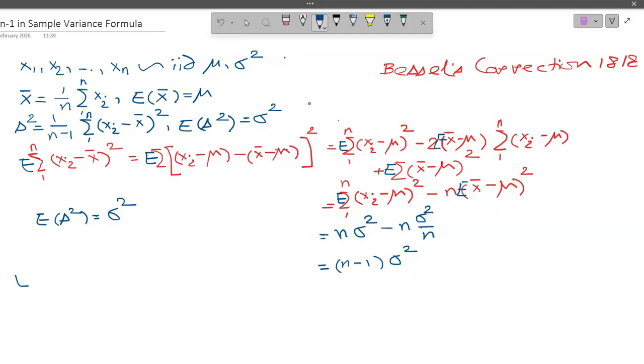Some people use the degrees of freedom intuition argument, but we have a ready-made proof that to make the sample variance unbiased, we need n minus 1 in the denominator of the formula.